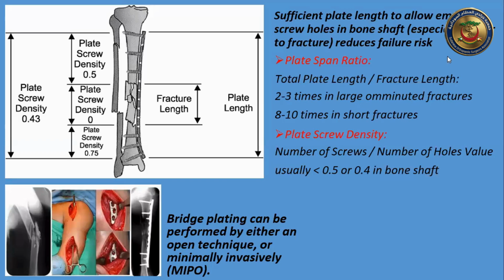Number two, the principle of bridging plate: we have the plate screw density. This is the minimum number of screws needed to make your fixation stable without disruption of the other principles. So avoid filling all the holes, and avoid using a minimal number of screws above and below. Use a plate screw density of about 0.5 of the number of holes in the plate.